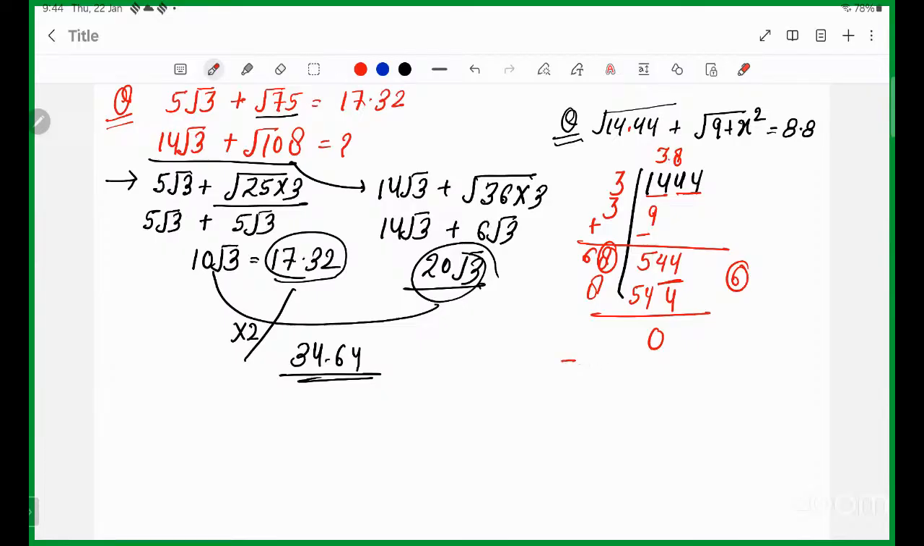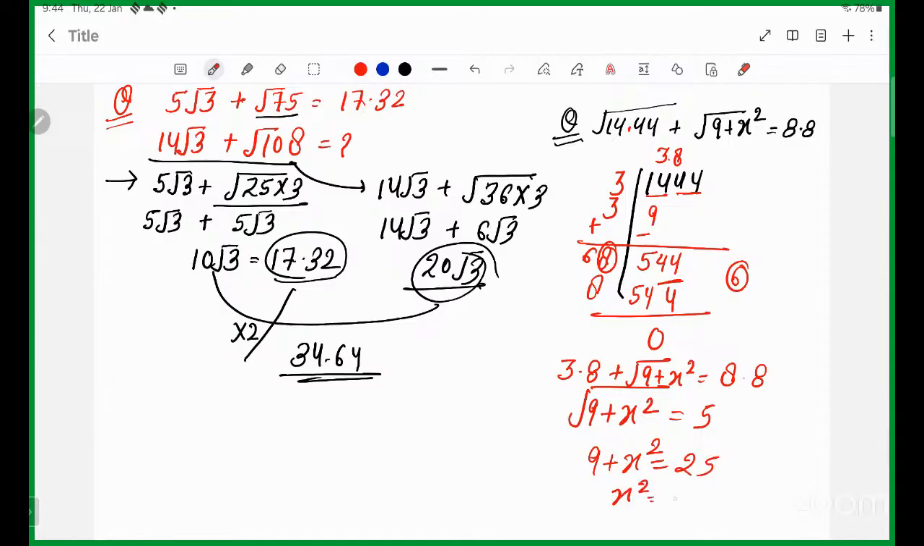So here it will be 3.8 plus under root 9 plus x square, which is 8.8. So 9 plus x square, that side will go, it will be 5. Squaring both sides, 9 plus x square will be 25, and x square will be 16. Value of x will be 4.